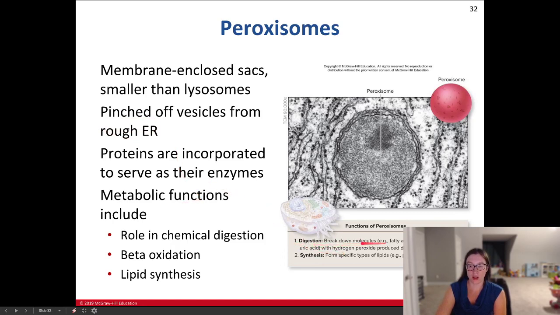They break down molecules like fatty acids and amino acids, and they make hydrogen peroxide, and they use hydrogen peroxide to do this instead of hydrolytic enzymes. But they also form specific types of lipids like bile salts.